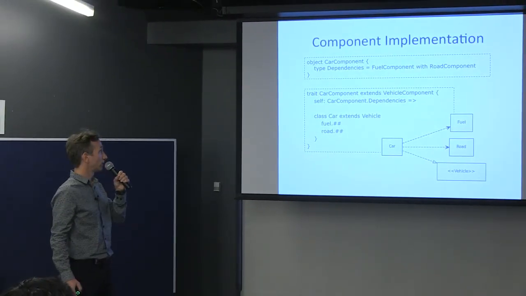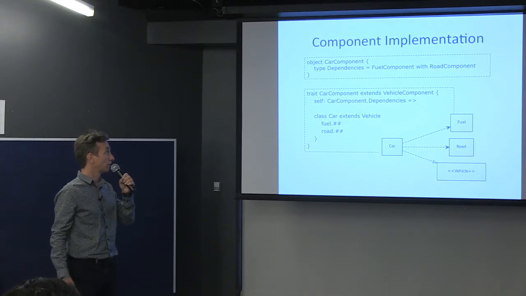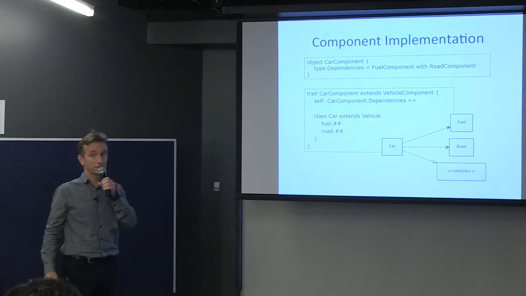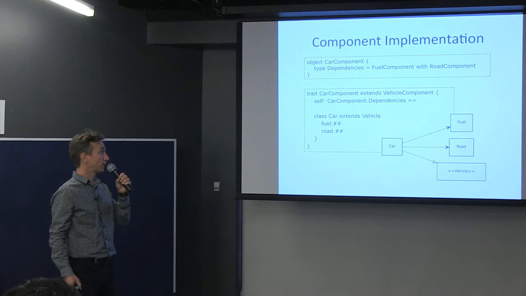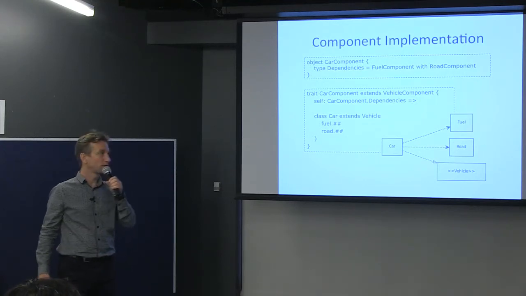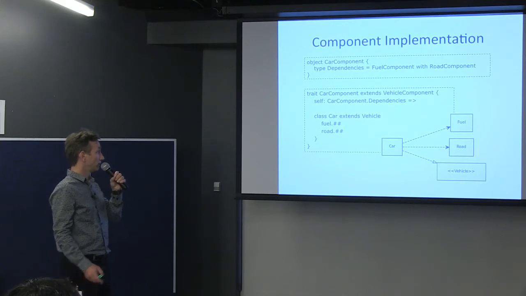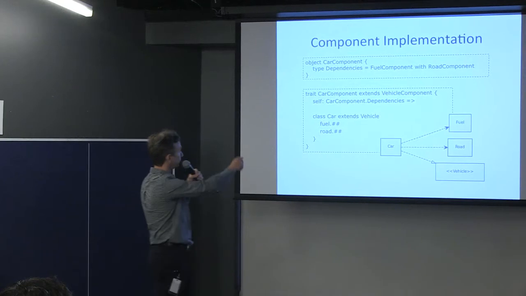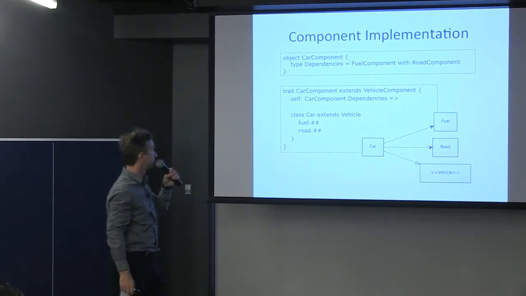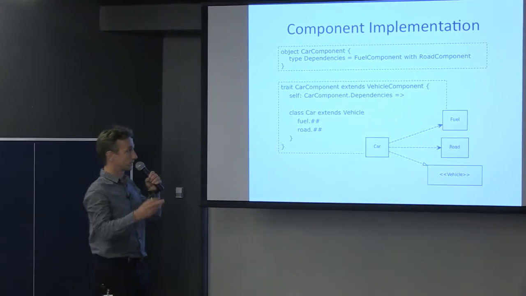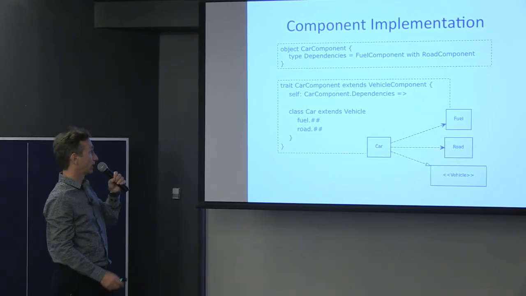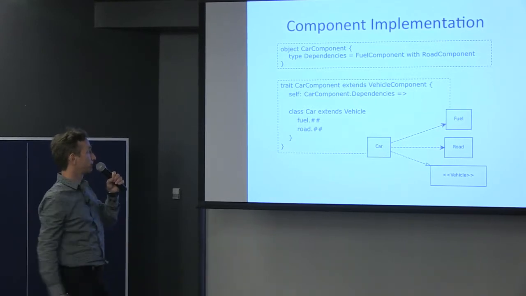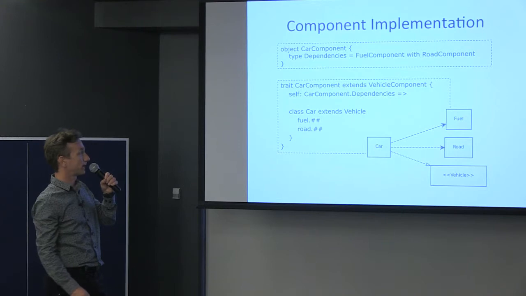So here we've got a car component object, and we have a type alias called dependencies, which shows that a car depends on a fuel and the road. And then in the actual trait, car component, which is extending the vehicle component, we can just use the self type to refer back to the dependencies there.